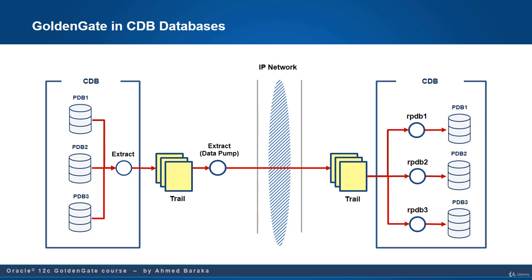At the destination side, the opposite is required. A separate replicate process is needed for each PDB. A replicate connects at the PDB level and doesn't have access to objects outside of that PDB. Based on that, if we have 10 PDBs, we can have only one extract that reads from them, but we must have 10 replicates to apply the changes on each of them. But if you want to create more than one extract, for example, one extract for each PDB, yes, you can do that.